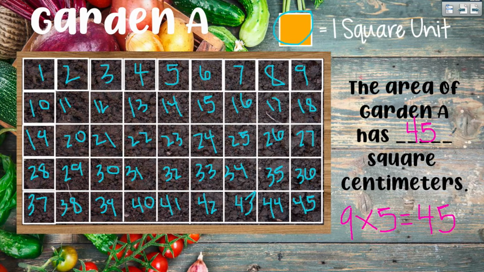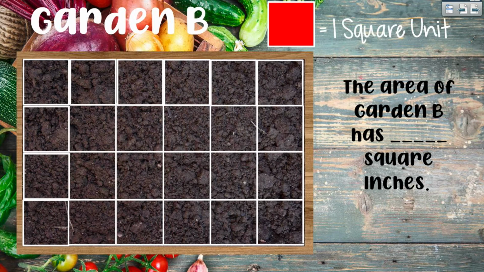Let's move on to garden B. All right, now garden B looks very similar to garden A, but there's one difference. Our square unit is a larger size than the square unit we used in garden A. In this garden, we're going to be using inches. So we're going to be focusing on square inches. So each square represents 1 square inch.